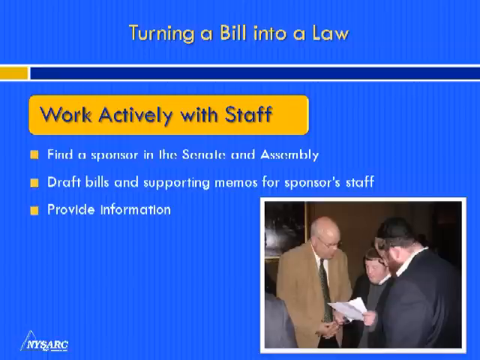Once a bill is introduced, it is assigned a number. The goal is to get the exact same bill introduced in both houses, which are different only in that they have two different numbers, one for the Senate and one for the Assembly.